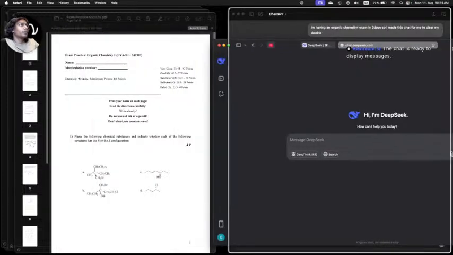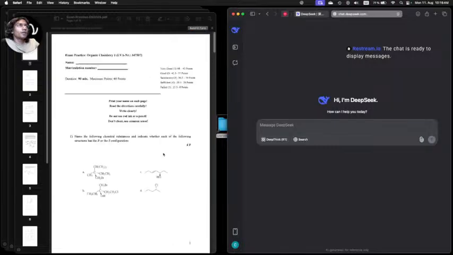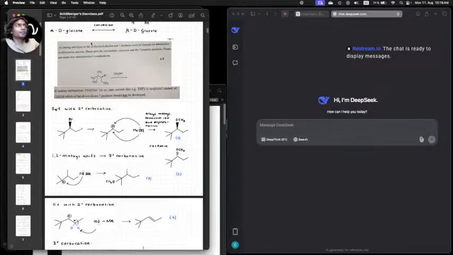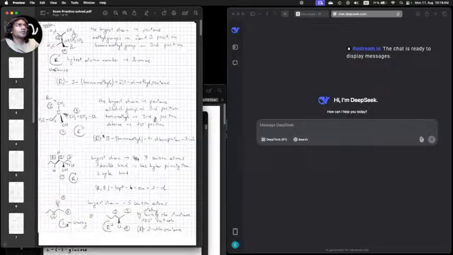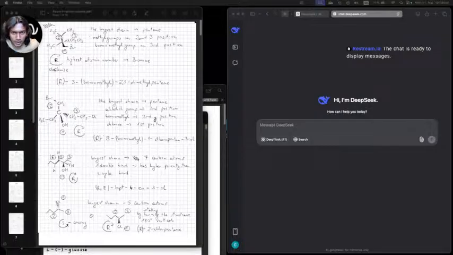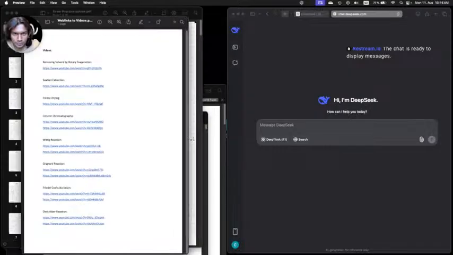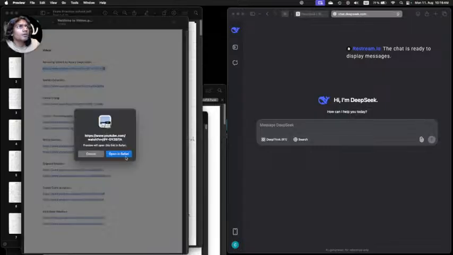So how do I start? This is a question paper. Is this the same question paper? No, it's different. Okay, this is the answer to those question papers, I guess. What else do I have other than lecture slides? Web links. Web links to removing solvent by, let me see.